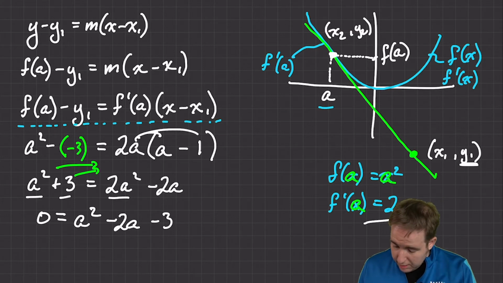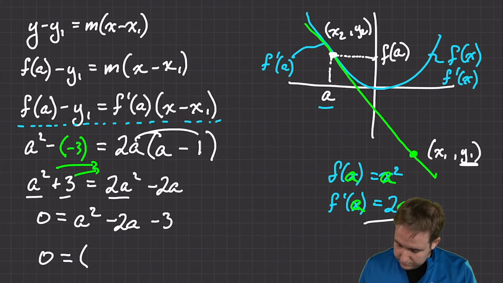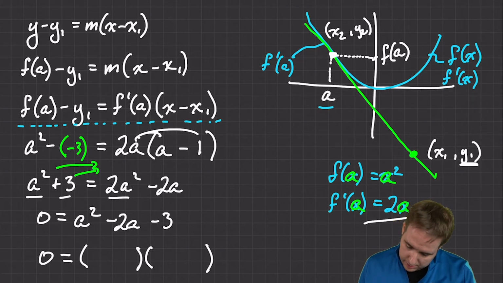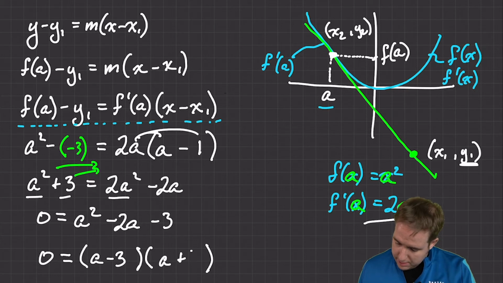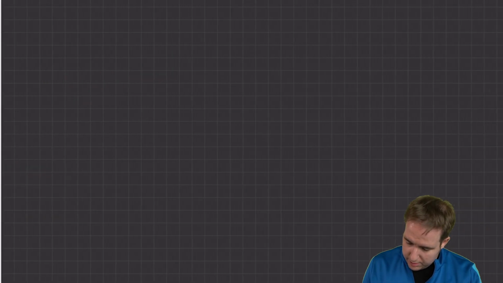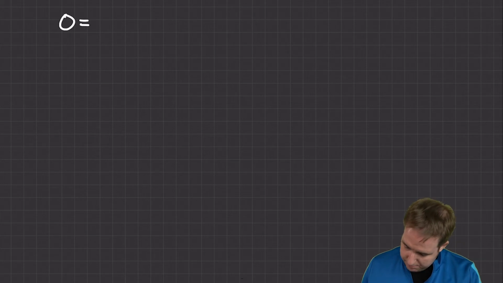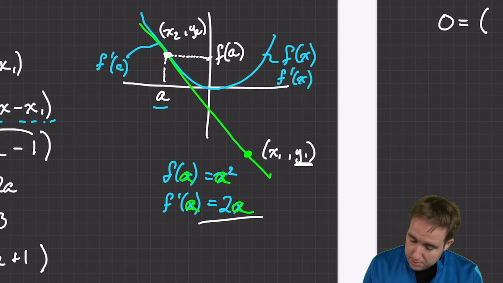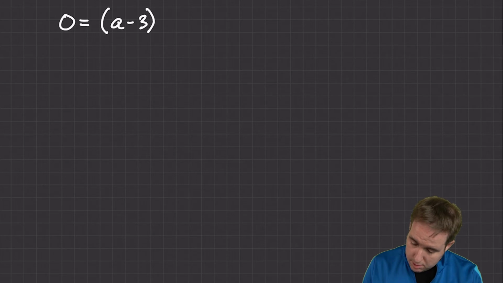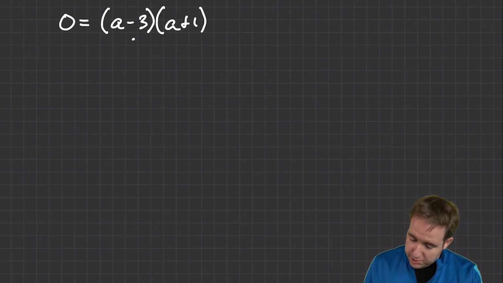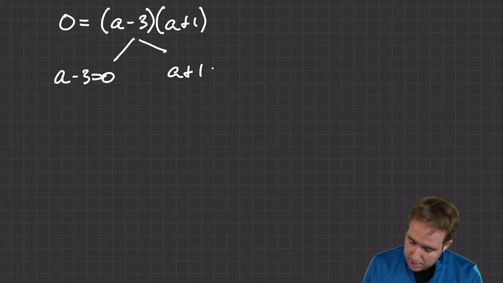And now I go through, 0 equals, and this can factor. Remember how to factor. I want for 3, so I want minus 3 and plus 1. Okay, let's keep going. So just keep our work. 0 equals a minus 3, a plus 1. This separates into two equations. A minus 3 equals 0, a plus 1 equals 0, a equals 3, a equals minus 1.